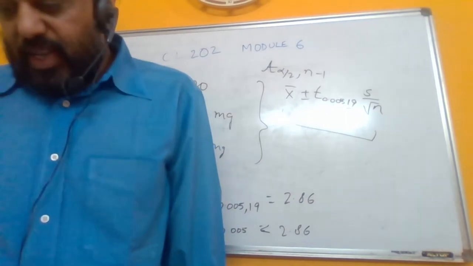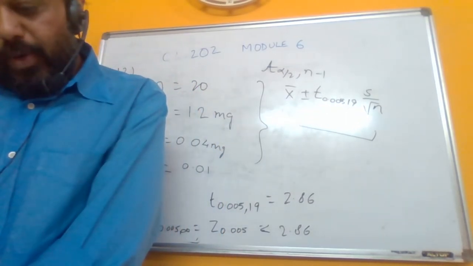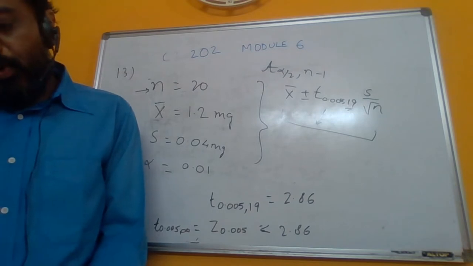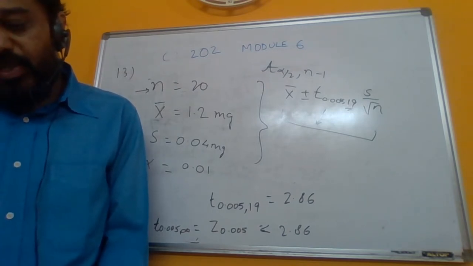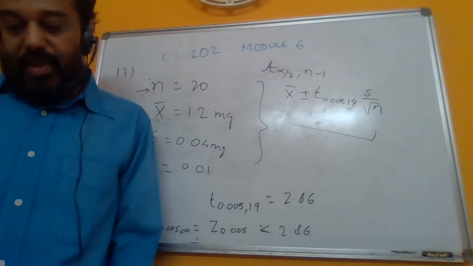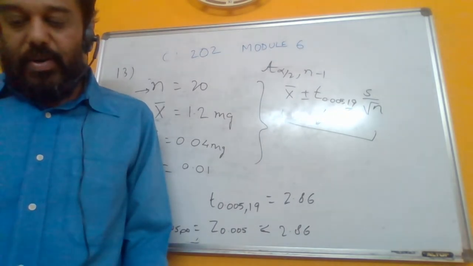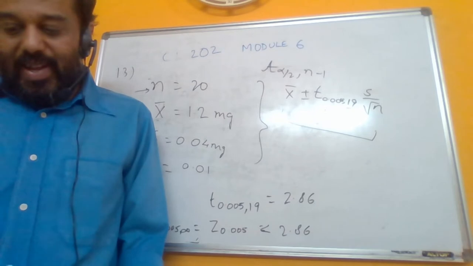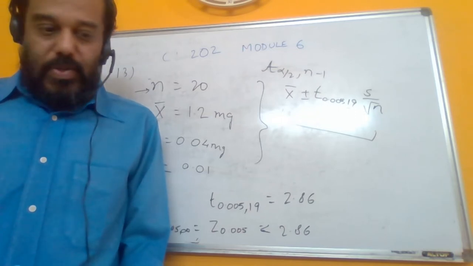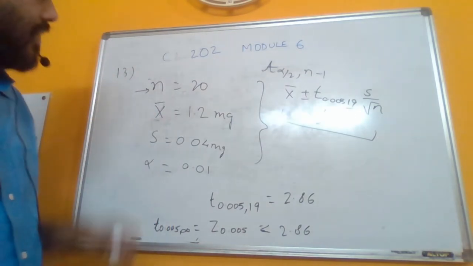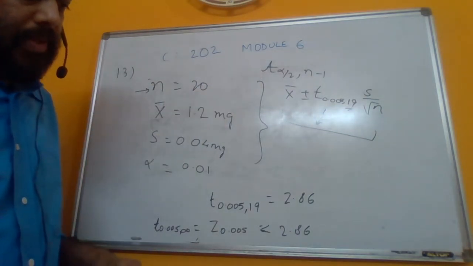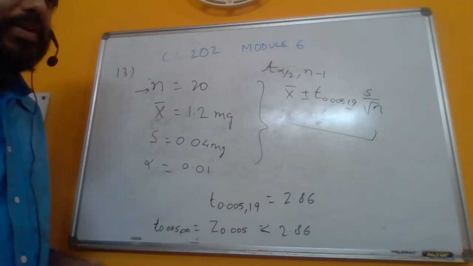Problem number 15 says that in problem 14, you want to compute a value C for which we can assert with 99% confidence that C is larger than the mean nicotine content of a cigarette. So I want you to pay special attention to that word assert. There are different ways that you can look at this data. One is, I have these 20 observations and I can build a confidence interval. The other way is by making a statement, which is known as an assertion.